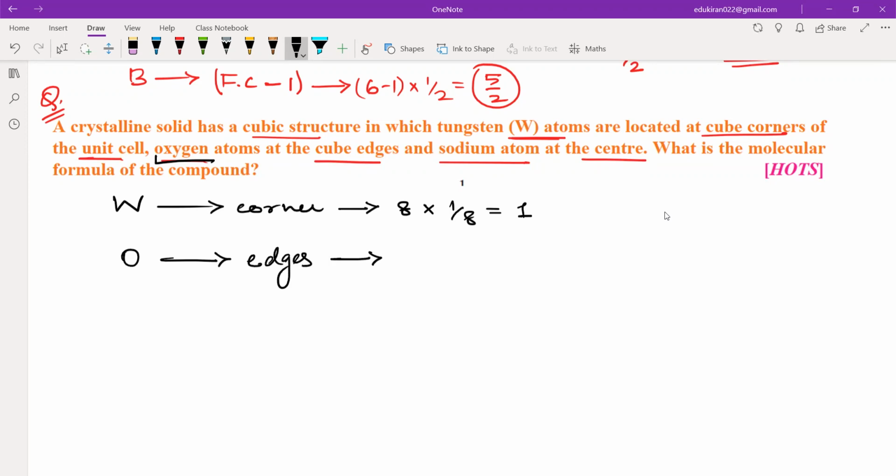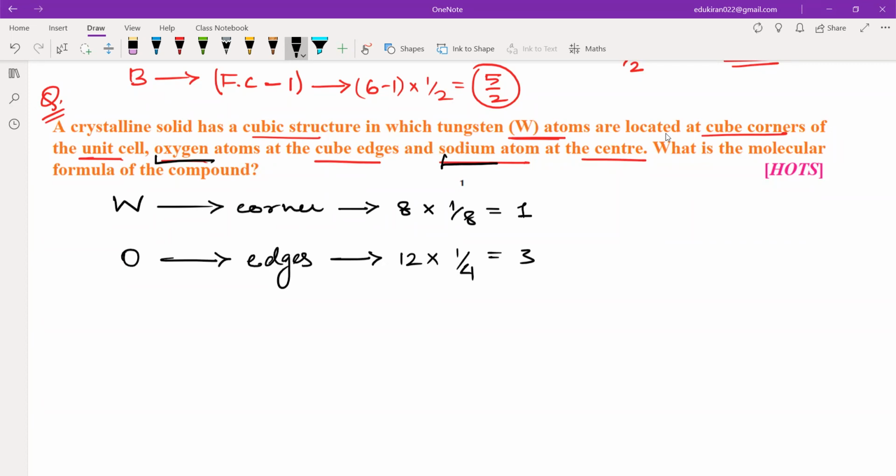How many edges are there in a cube? कोई नहीं बोल रहा फिर. Edges 12. नहीं पता आपको? 12. What is the contribution of each edge? 1 by 4. So this will be equal to 3, right?